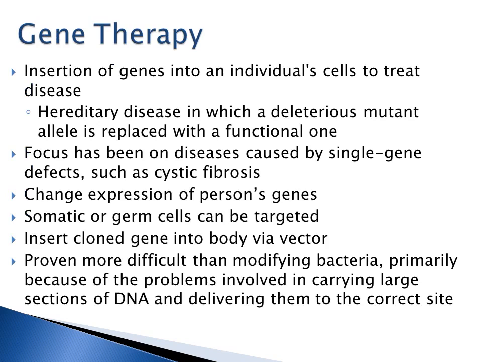So recombinant DNA is what's used for gene therapy. Because in gene therapy, what you're trying to do is insert genes into individual cells in order to treat a disease. For example, if you have a hereditary disease that has a mutant allele, your goal would be to replace the mutant allele with a functional allele. So gene therapy has been focused on diseases that are caused by single gene defects, for example, cystic fibrosis.